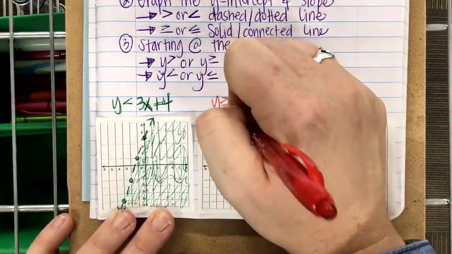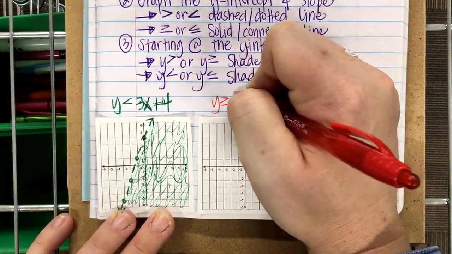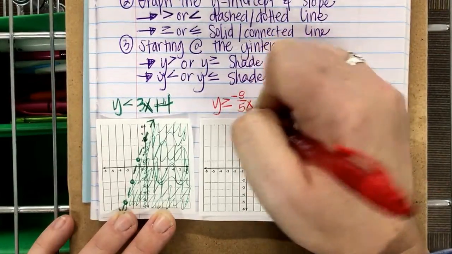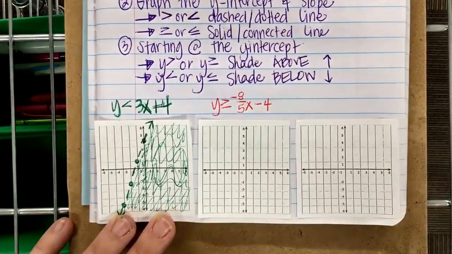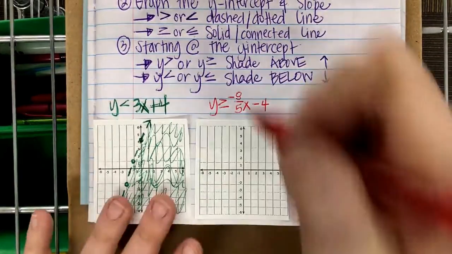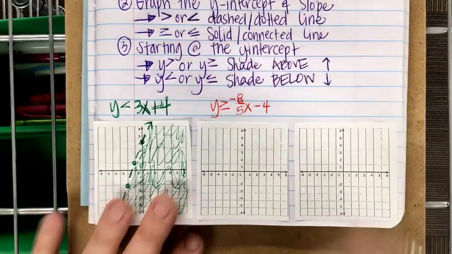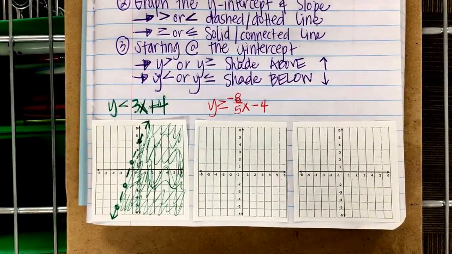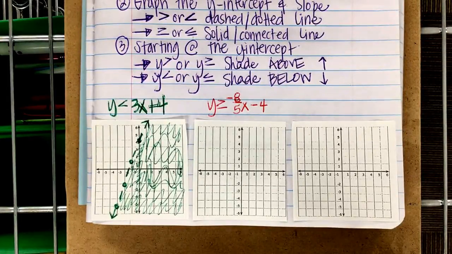Y is greater than or equal to -8/5 x minus 4.